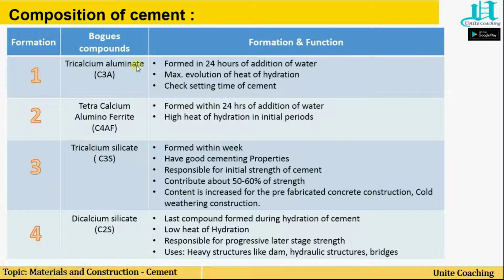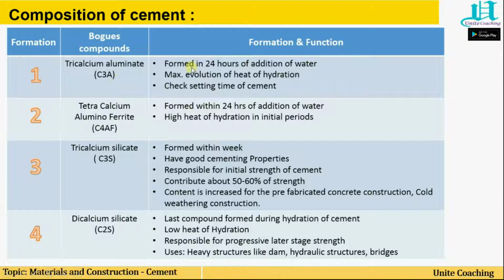First, tricalcium aluminate is formed. You have to also remember the sequence. If a question is asked like this, which is the first compound formed in the cement? So they will give you 4 options. So tricalcium aluminate is the first compound that is formed. So formation number will be 1. That is the sequence I have given here. The first compound to be formed is tricalcium aluminate, C3A.